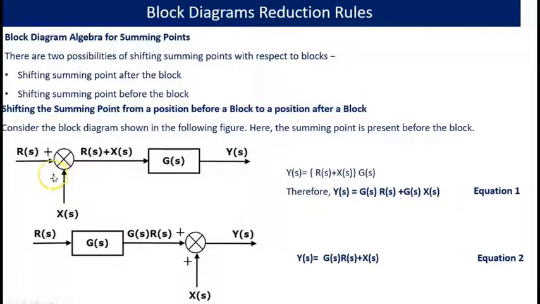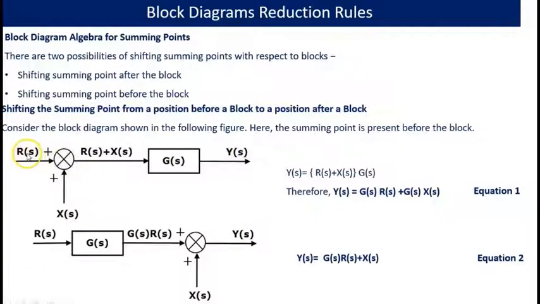Sometimes we have to shift the summing point from a position before a block to a position after the block, or vice versa, in order to find the overall transfer function. So we have to study certain rules. First, we can see the shifting of the summing point from a position before a block to a position after the block. Then what we have to do for that?